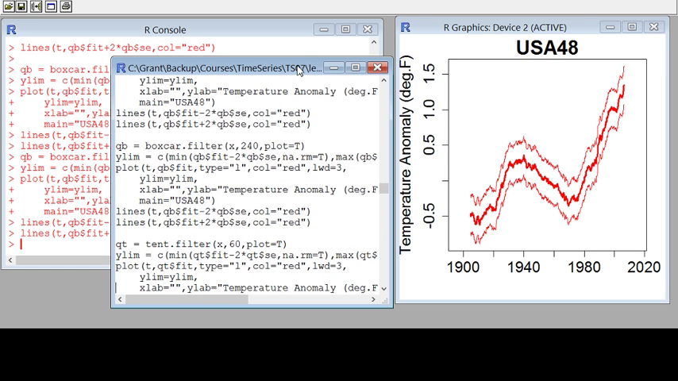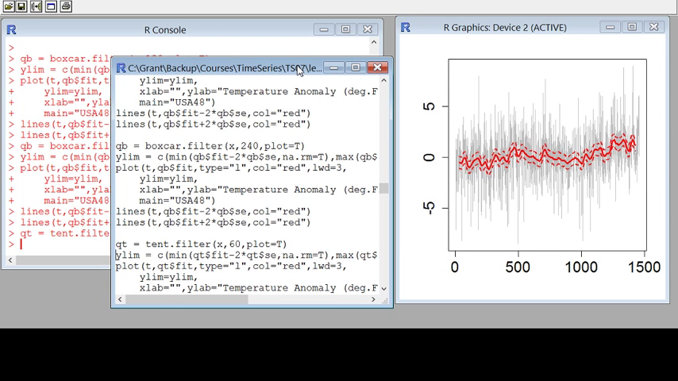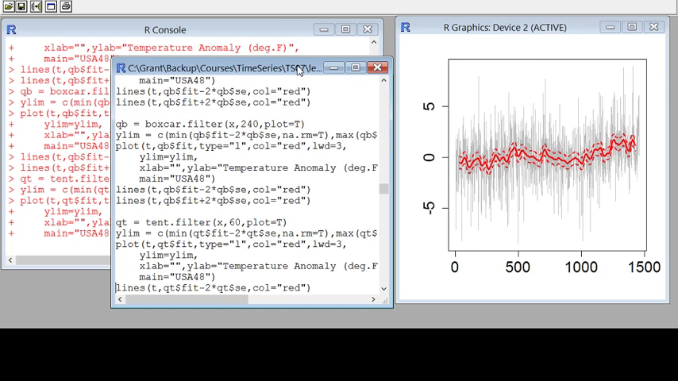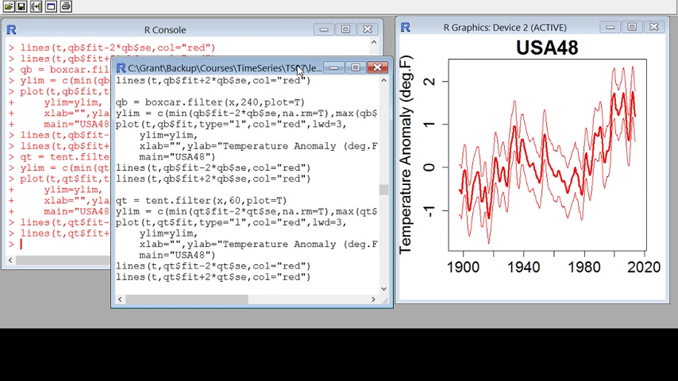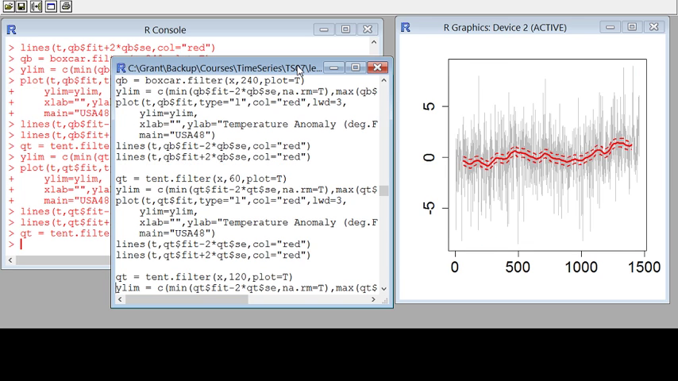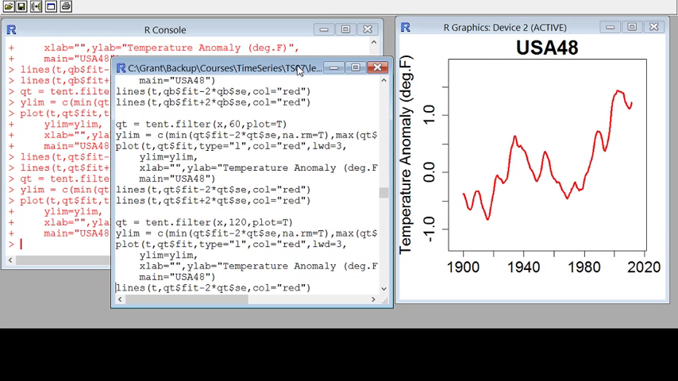Now, the boxcar filter is a good one. It does tend to be kind of choppy, though. A less choppy filter is a tent filter. Here is a 5-year time scale or 60-point tent filter. Enough wiggling around that we probably want to use a longer time scale. Here's a 10-year time scale.